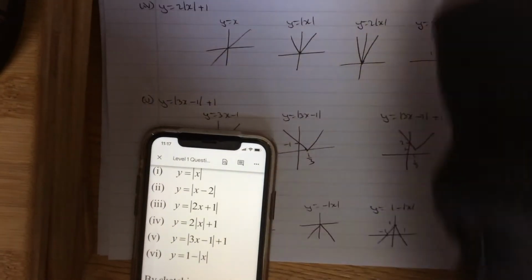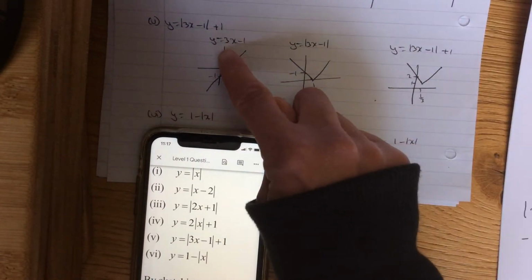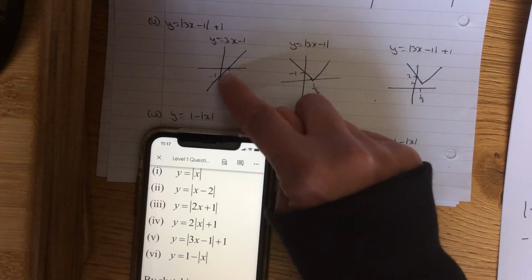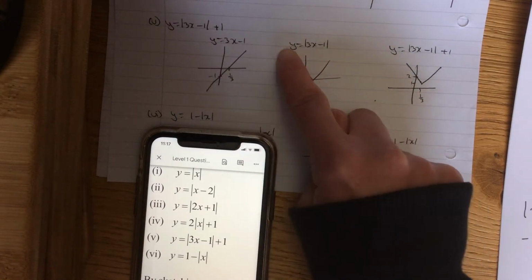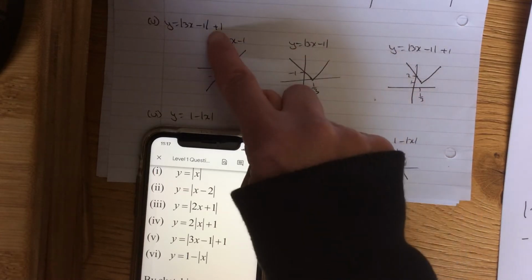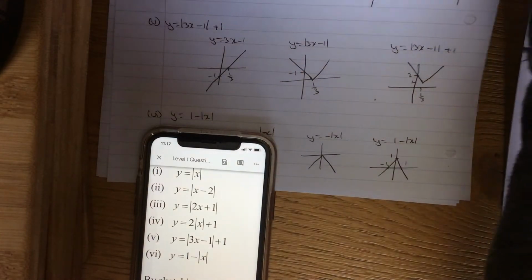Part 5. Start off with the y equals 3x minus 1 graph. Find the intersections. Anything in the bottom, flip it up. So flip up from here. That gets you that graph. You want plus 1, so just lift it up 1.